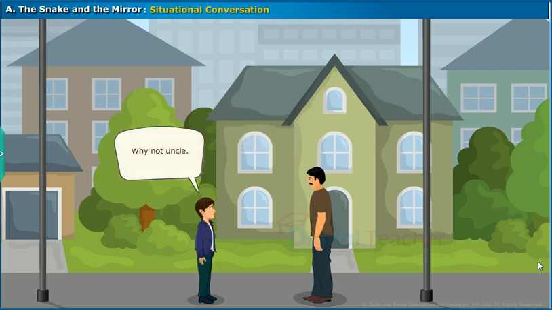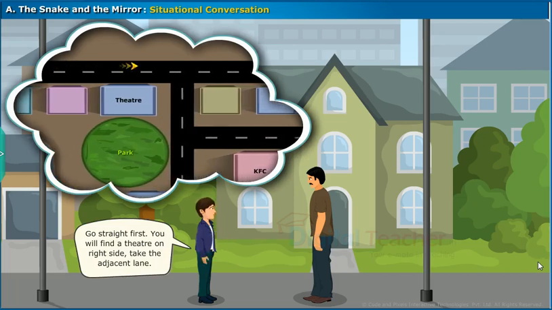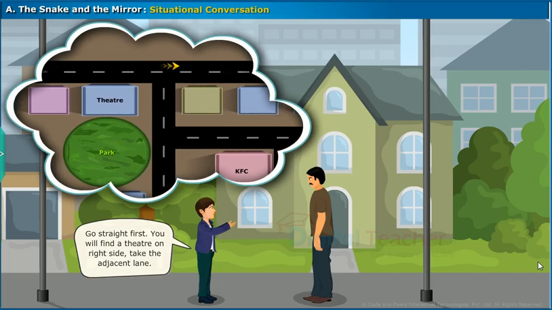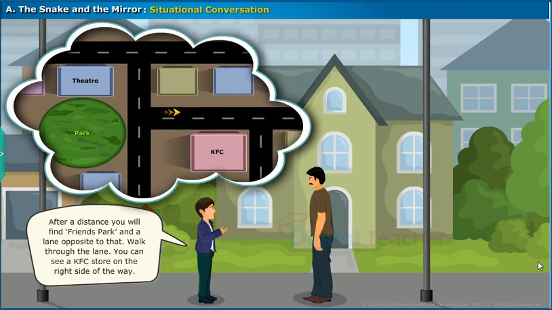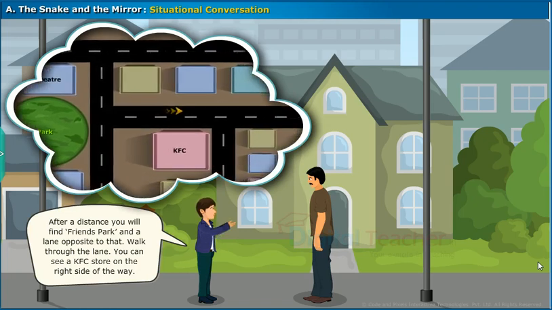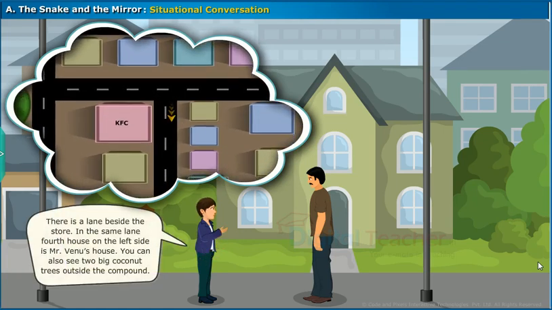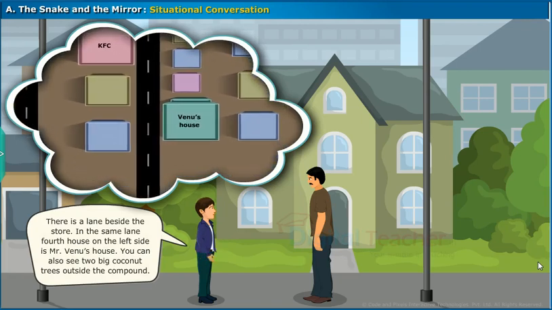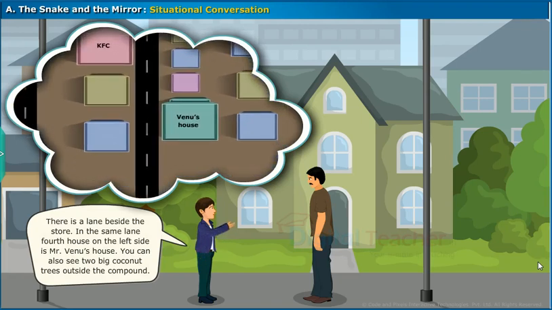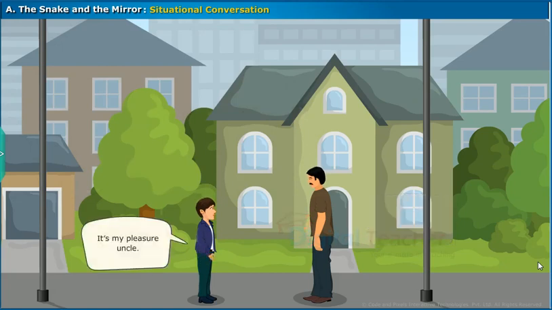"Why not, uncle? Go straight first. You will find a theatre on the right side. Take the adjacent lane. After a distance, you will find Friends Park and a lane opposite to that. Walk through the lane. You can see a KFC store on the right side of the way. There is a lane beside the store. In the same lane, fourth house on the left side is Mr. Venu's house. You can also see two big coconut trees outside the compound." "Thank you, my boy. Very nice of you." "It's my pleasure, uncle."